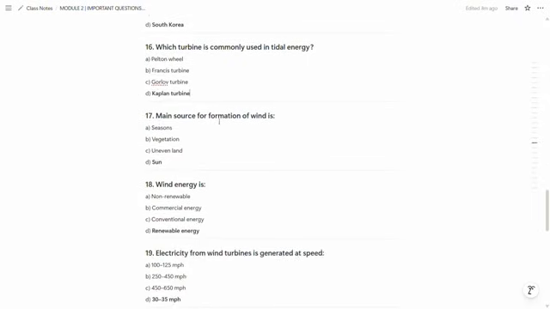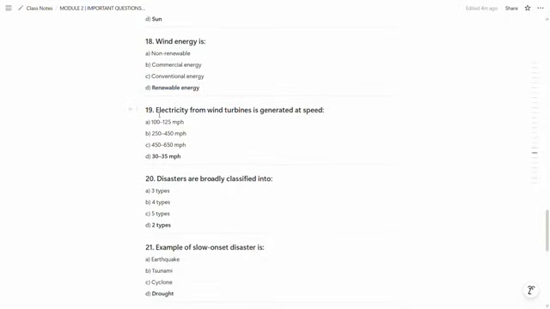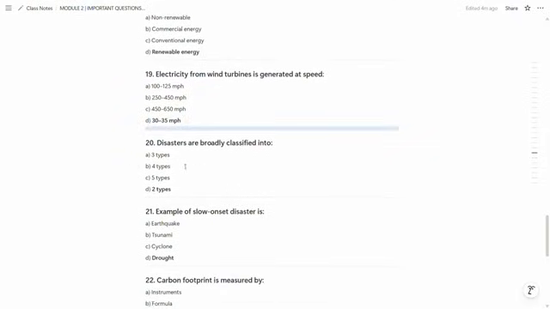Now, the main source of formation of wind is the sun. So D is the correct answer. Now 18th one is, wind energy is renewable energy, as we already know that. So D is the correct answer. Now in the 19th question, electricity from wind turbines is generated at a speed of 30 to 35 miles per hour. So D is the correct answer.